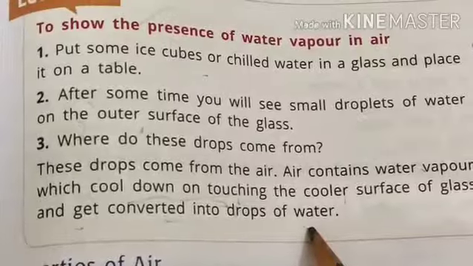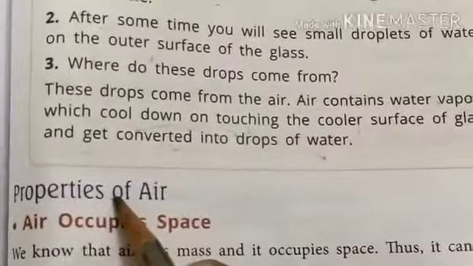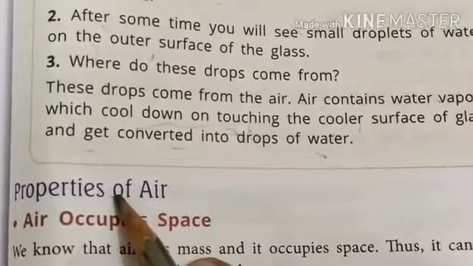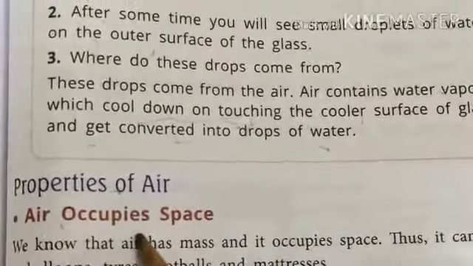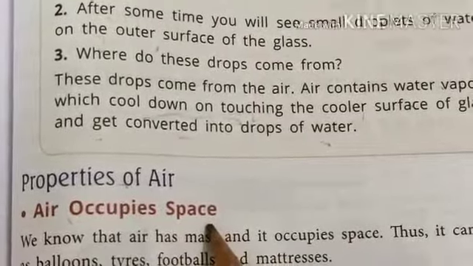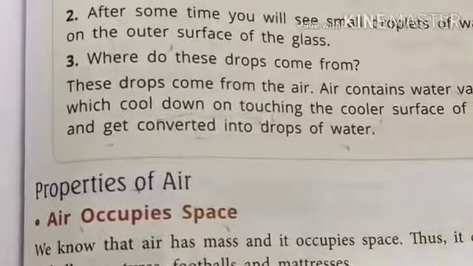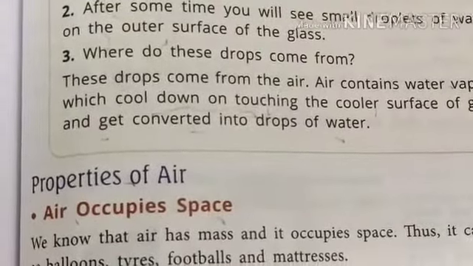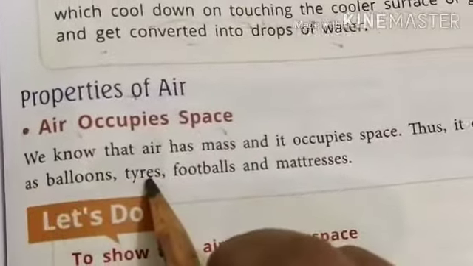Now children, we will learn about properties of air. In that, first property is air occupies space. Now how can you say this, that air occupies space? Simple example, you take a balloon.